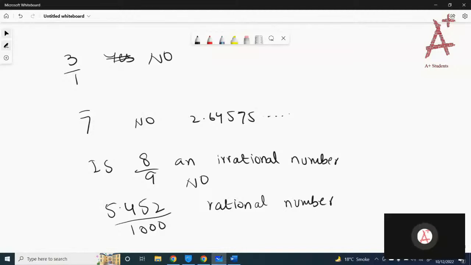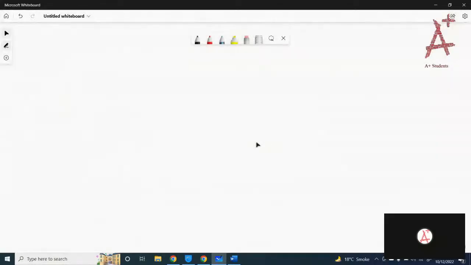Okay, the next one is: is 9 by 2 an irrational number? Is 9 by 2 irrational? No, it is written in the a by b form. It is rational, not irrational. The answer is no. Okay, you can complete the test by yourself later today. I'm just moving on to the next topic.